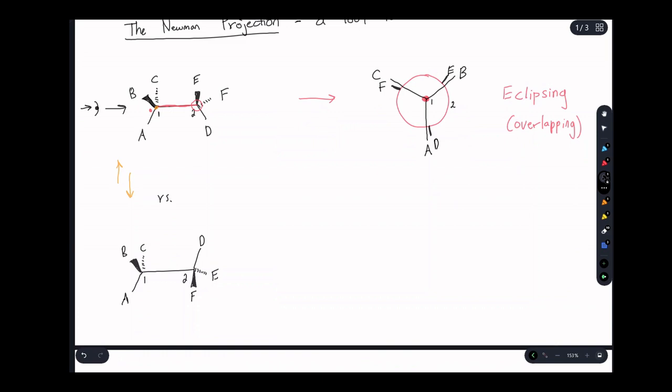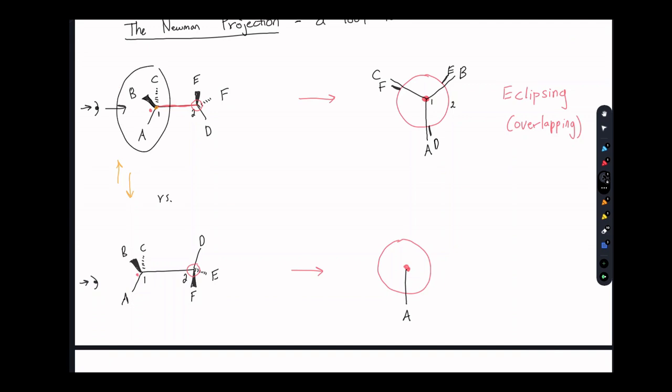Now, let's look at this one. Here we can see that, let's quickly draw our dot and circle again, and we'll take the same perspective. We can see that carbon 1 again is our dot, carbon 2 is our circle, so we can draw the framework of our Newman projection. And we see that A is going straight down again. Right? And we can also fill in B and C as it's the same as it was in the first molecule. B going up to the right, and C going up to the left.